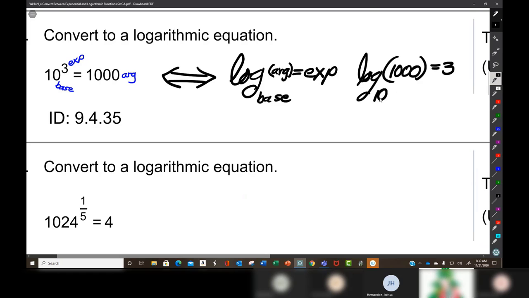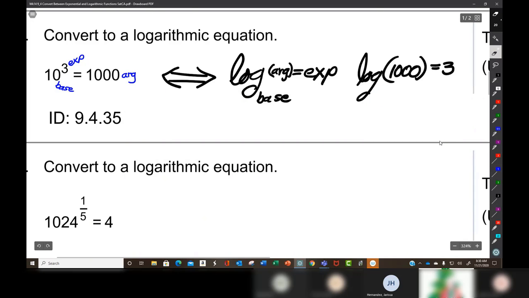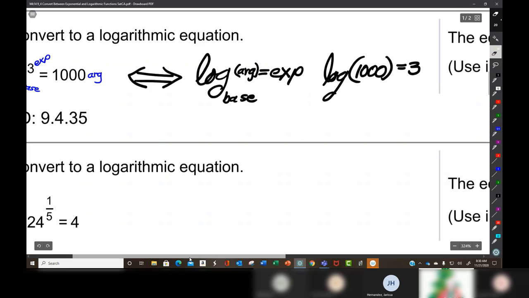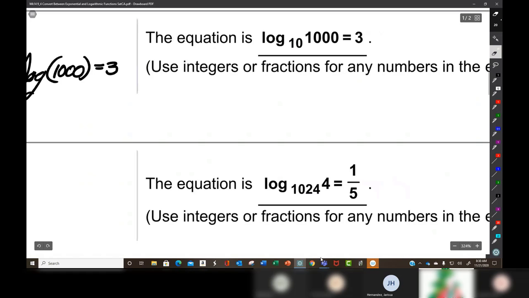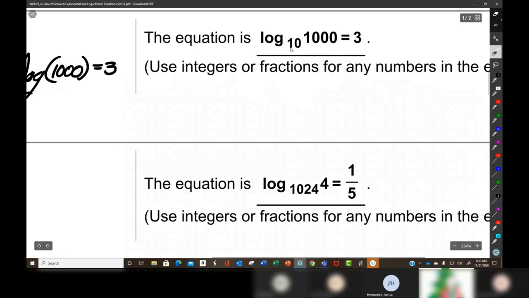Because remember, with log base 10, we don't normally write the base down there. So really, the way you would truly write it would just be log 1,000 equals 3. And notice over here, just to be nice, because it's in the beginning for you, they write it with 10 as the base. But if you wrote it log 1,000 equals 3, that would be fine.